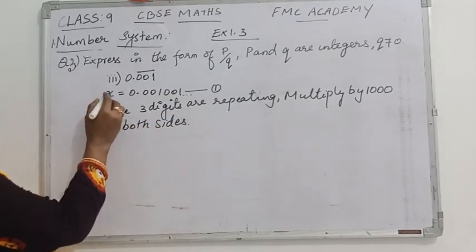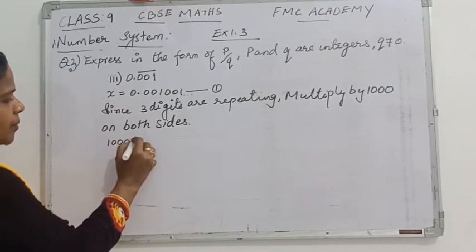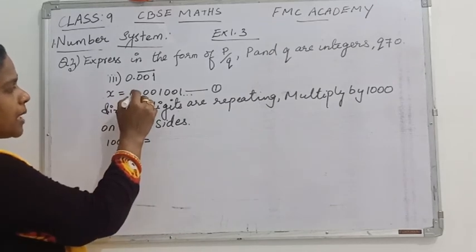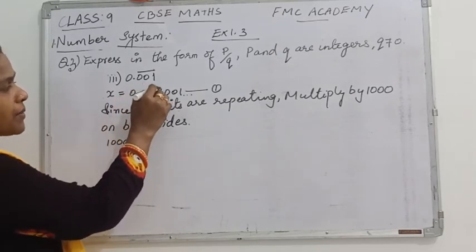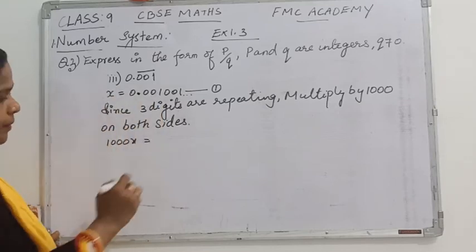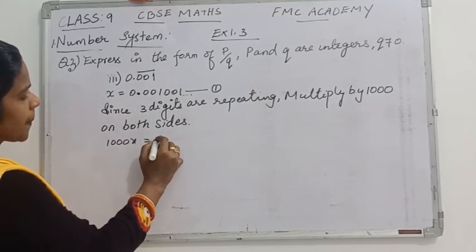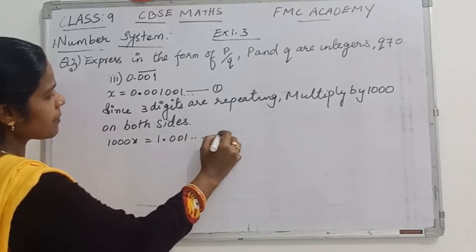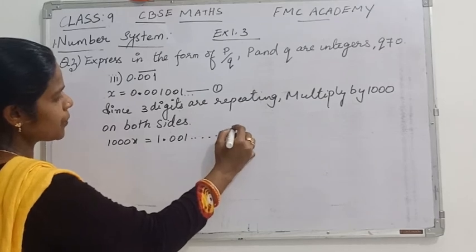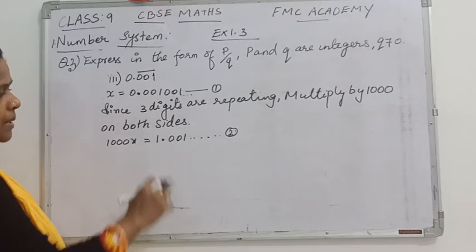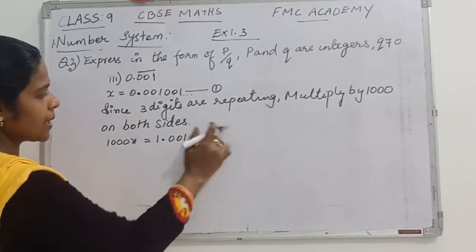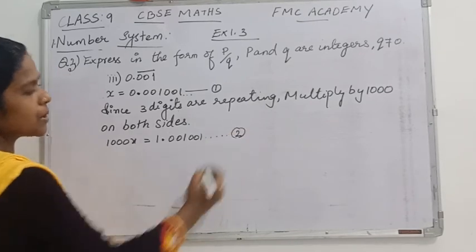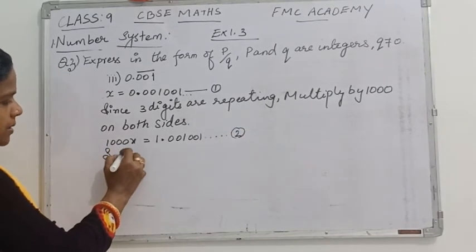So here you will get 1000x is equal to, here also by 1000. You have to be very careful. When you multiply by 1000, the point will be shifted after 3 digits, that means after the 1. So you can write it as 1.001001 and it continues. You can give equation number 2 for this.